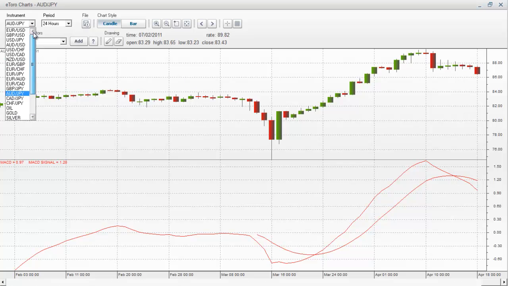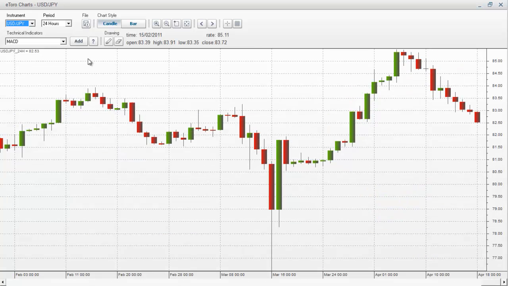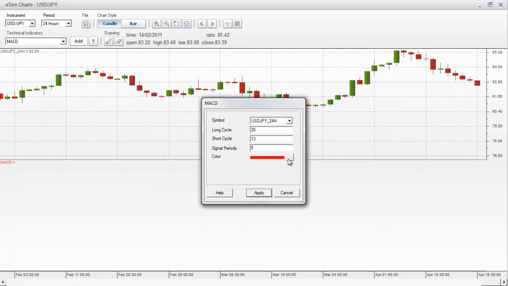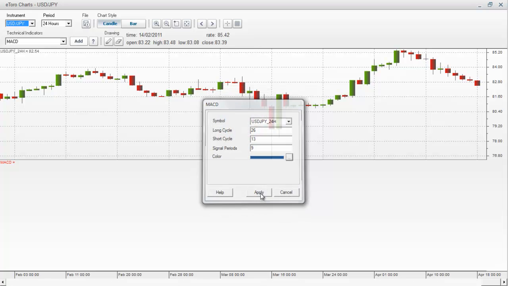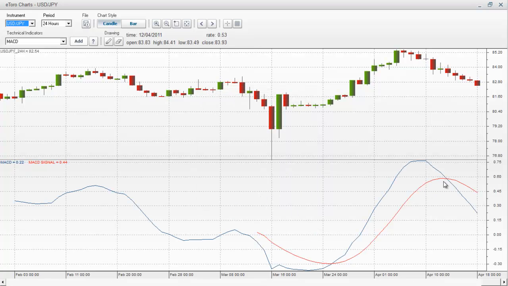Let's look at two more quick examples, one being the US dollar versus the Japanese yen, which I always have trouble locating. There it is there. Add in the MACD indicator again. This time I'll make the line blue for the exponential moving average that is for the shorter time period. Once again, an almost identical pattern.